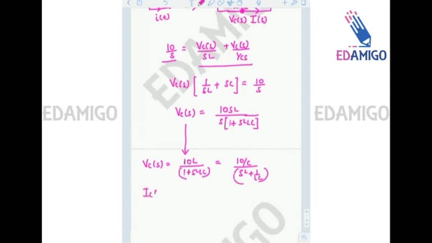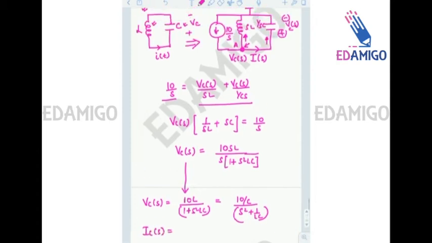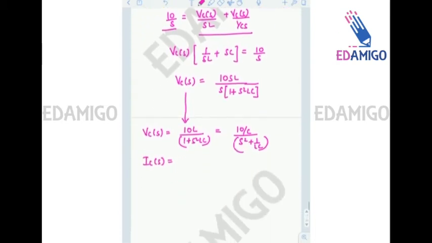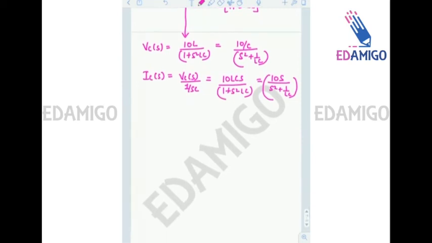Also you can easily find ICS, that is actually equal to, or I can say IS. So IS is actually equal to VCS divided by the impedance of the capacitance, 1 upon SC. So that is equal to 10 LCS divided by (1 plus S square LC). That equals 10 S upon S square plus 1 upon LC. Okay, right? Now this is equation number 1, this is equation number 2.